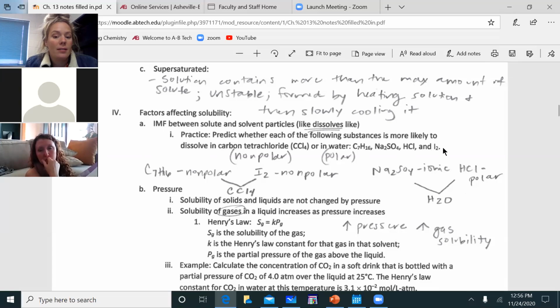2 iodines bonded to each other. This guy over here is also non-polar, 7 carbons surrounded by 16 hydrogens. So the non-polar things are going to dissolve with the non-polar solvent. Na2SO4, all the ionic stuff, ionic is always going to be polar. And then HCl is also a polar material. The acids will be polar and the bases will be polar. Those will dissolve in water.